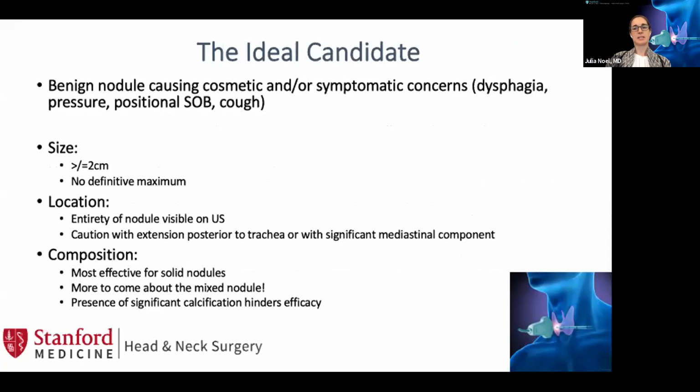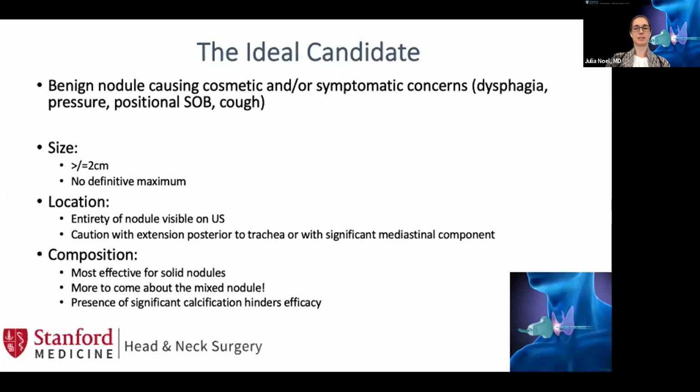So who's the most ideal candidate for this procedure? And really, it's someone with a benign nodule, again, that's causing compressive or cosmetic symptoms. And you do want a reasonably sized target since the probe induces tissue damage a few millimeters beyond. So 2 centimeters is the recommended minimum. And while there's no definitive maximum, as we'll discuss a bit later, the bigger the nodule, the more likely to need more than 1 session.